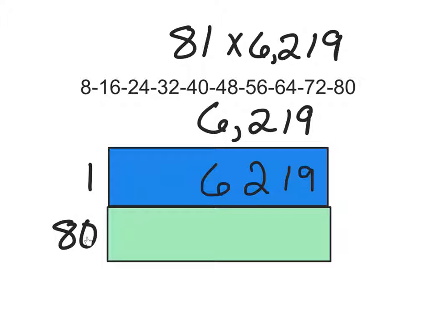I'll start with a 0, and 0 times any number, in this case 6,219, will give you 0. So I'm going to drop that 0 right on down there. Bam! There you have it, my friends.